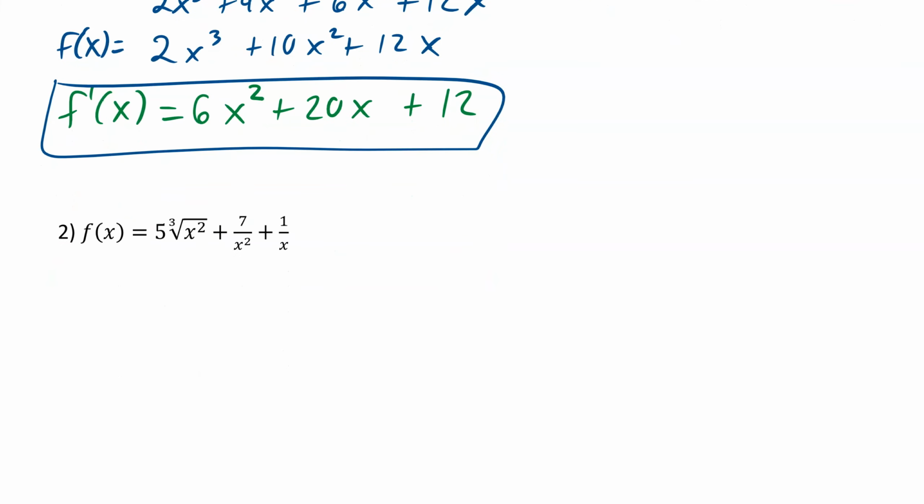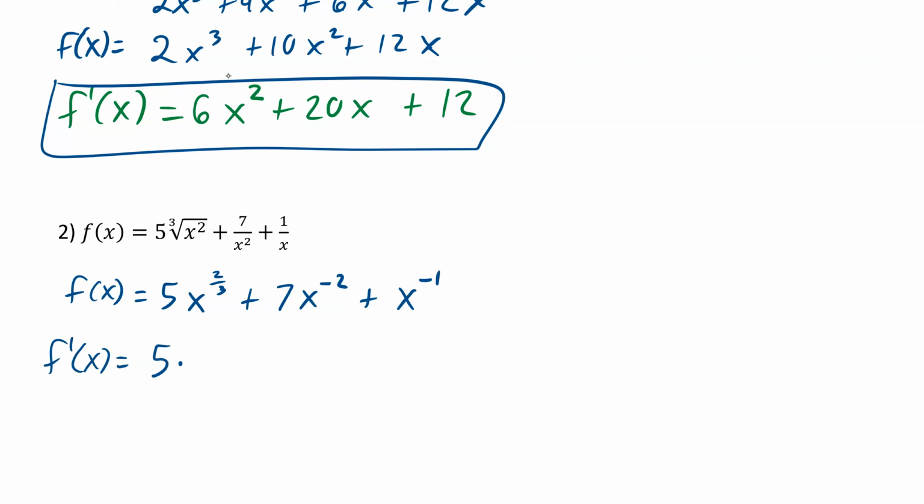All right, on the next one, we need to rewrite our exponents. So this would be 5x to the 2/3, just like in the previous video. If you have a denominator, you want to make the exponents negative. And then now we can use our rules. So this is going to be a little trickier, so I'm going to take it slow. This is 5 times 2/3 x to the 2/3 minus 1.